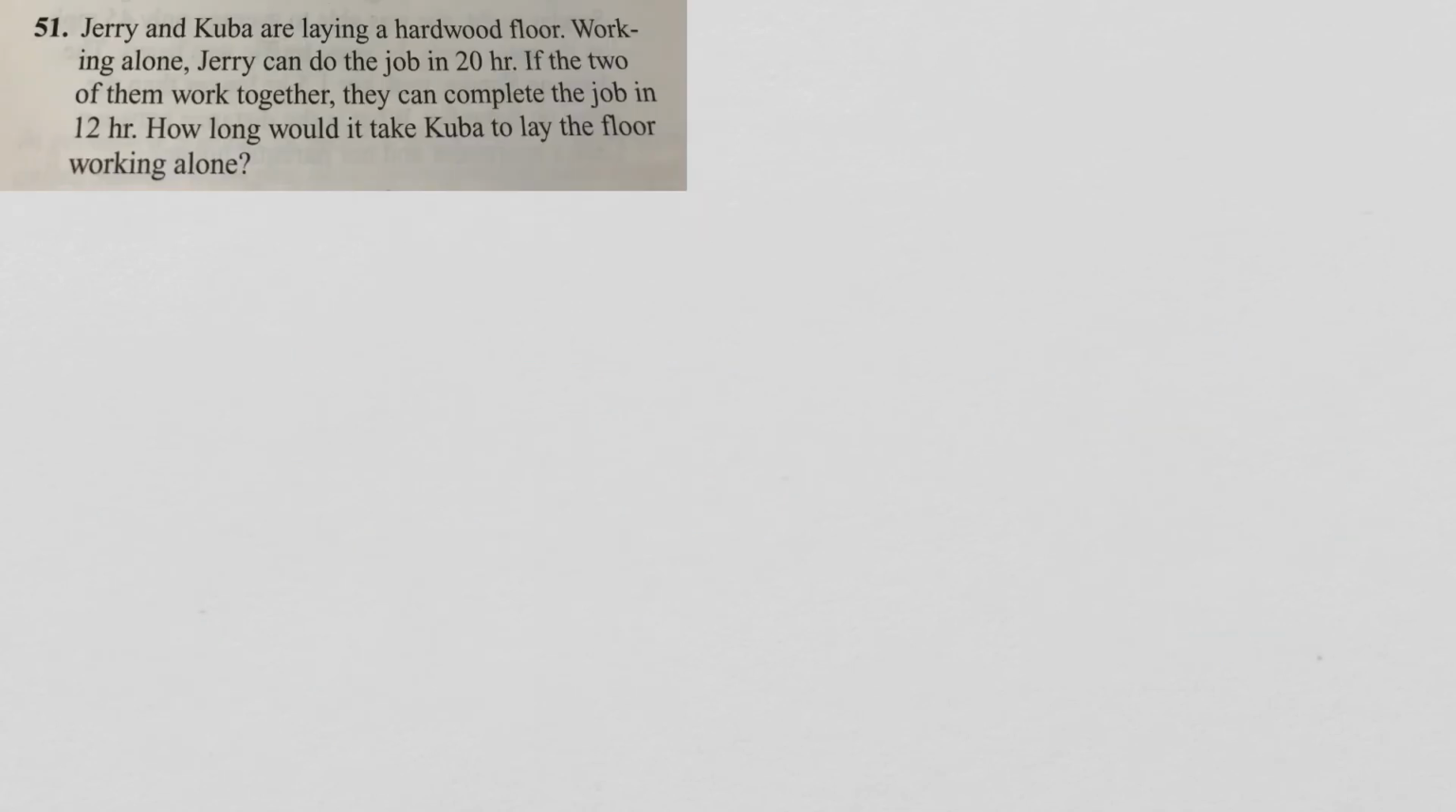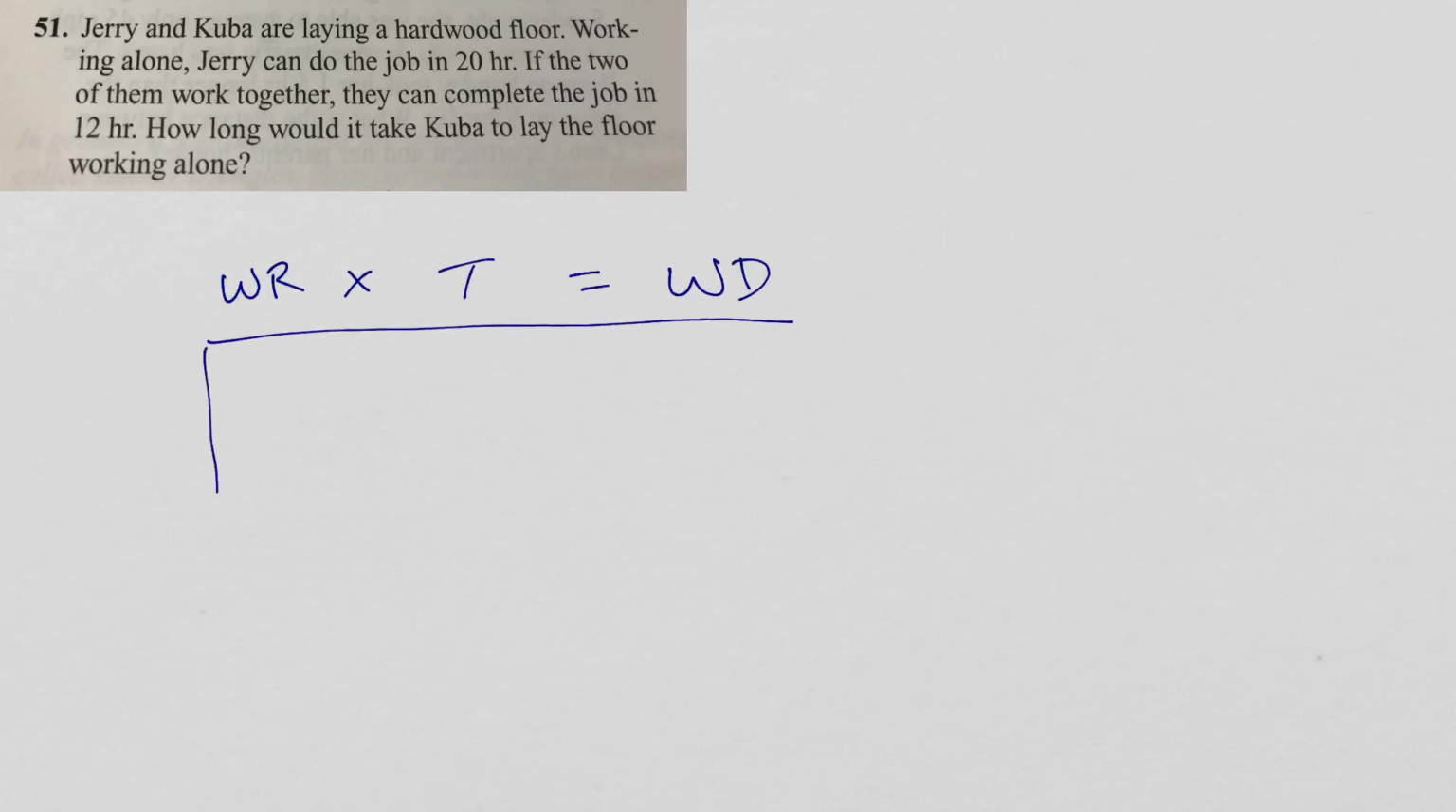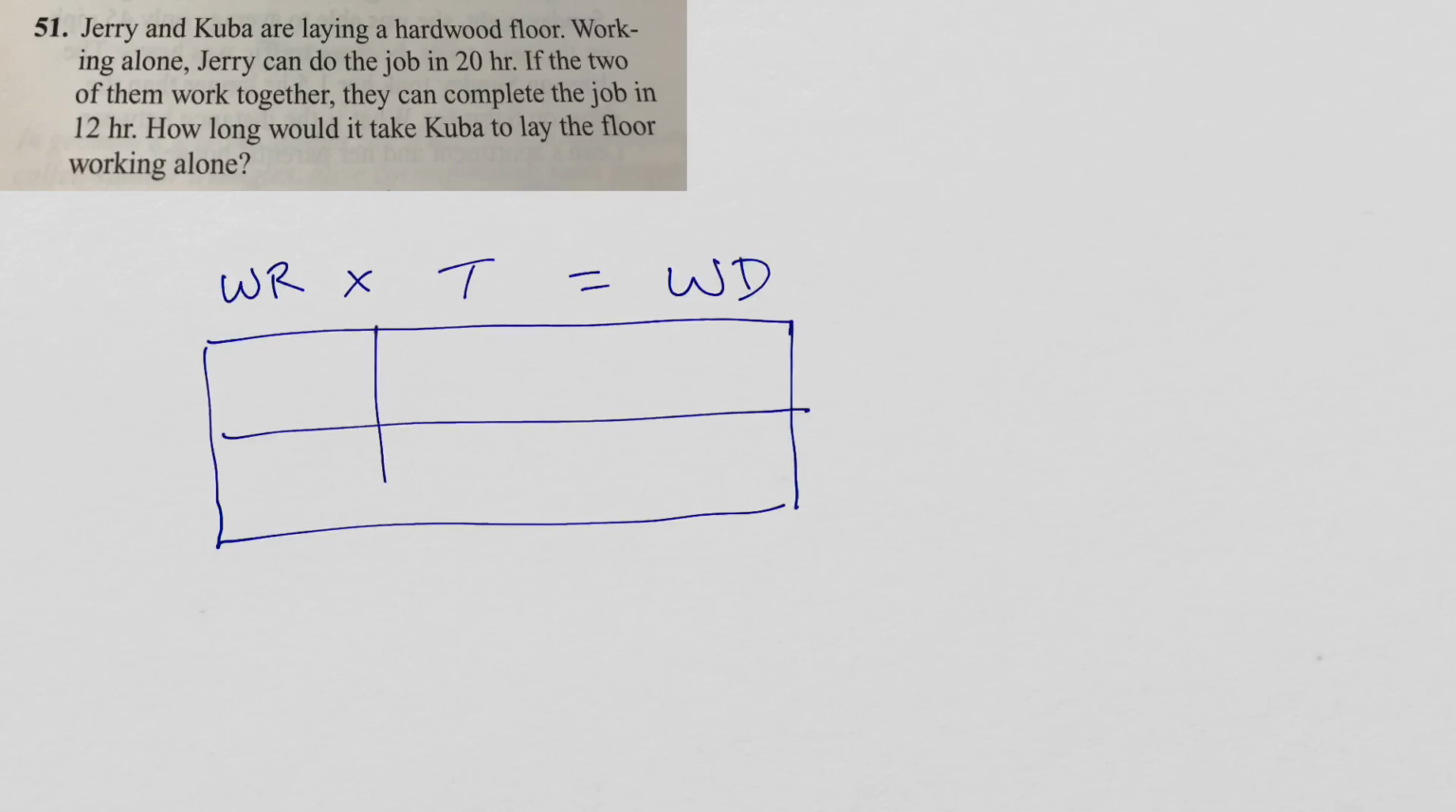Okay, this is another work rate problem. So I'm going to start with work rate times time equals work done. We have two different people working. So I build my chart like that, and then we have Jerry and Kuba. Now, it says that working alone, Jerry can do the job in 20 hours. So Jerry's work rate is 1/20th of a job per hour.